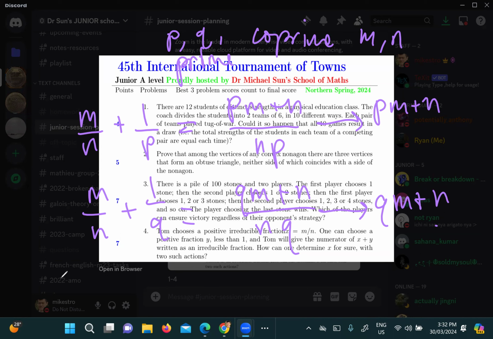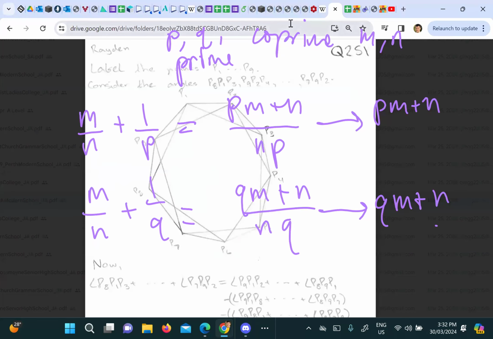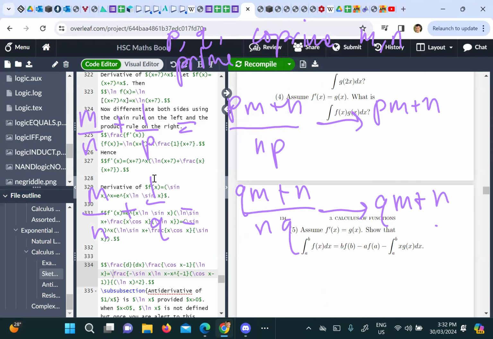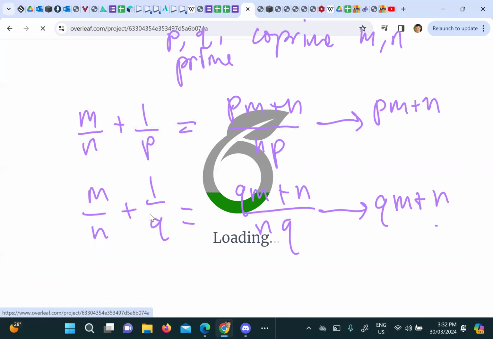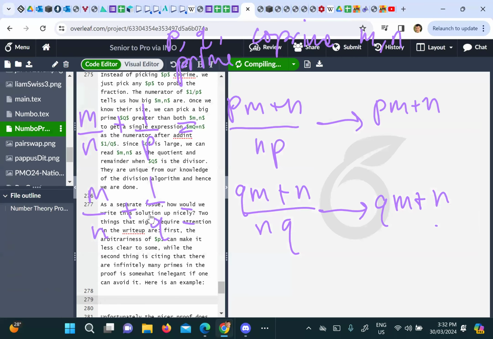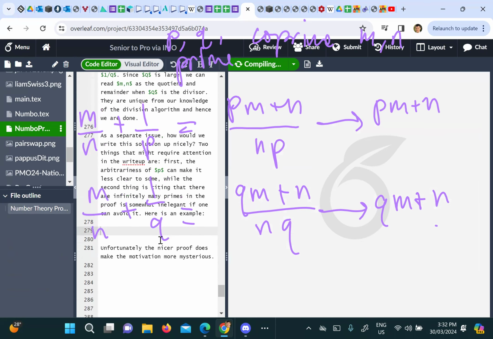Coprime means that it shares no common factors. Oh, what if maybe the Q and P are prime numbers. Yeah, so the y that we picked is y is 1 on P and y is 1 on Q. Yeah? And they're both less than 1.